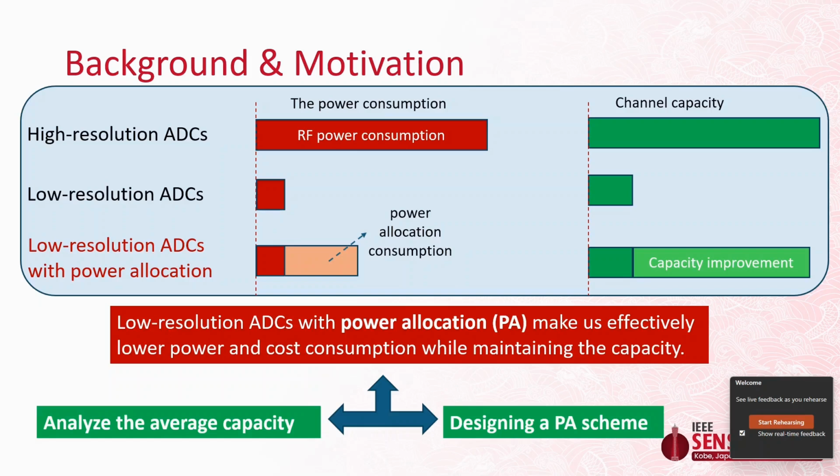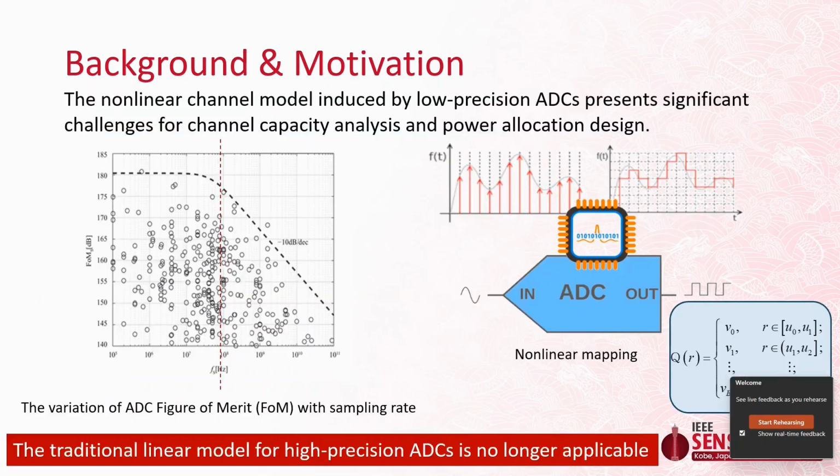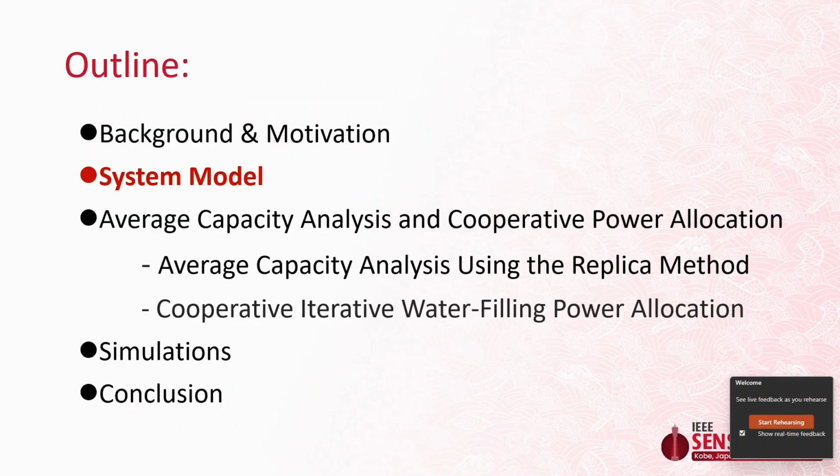To achieve this, we need to analyze the average capacity and design a PA scheme. The non-linear channel model induced by low-resolution ADCs presents significant challenges for channel capacity analysis and power allocation design. This figure shows the non-linear mapping process of ADC. The traditional linear model for high-precision ADCs is no longer applicable.